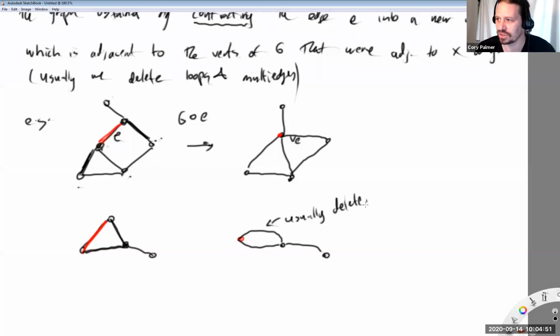It's not always clear from context, so it should be specified. I would say the following. The word contraction refers to the edge that's being contracted, and we also say that this graph, G contract e, is a contraction of G, so it refers to the graph as well. It should be clear from context. If I don't specify, then multi-edges and loops are deleted. I'll say so if I want them to be saved. Most of the time we don't save them, okay?